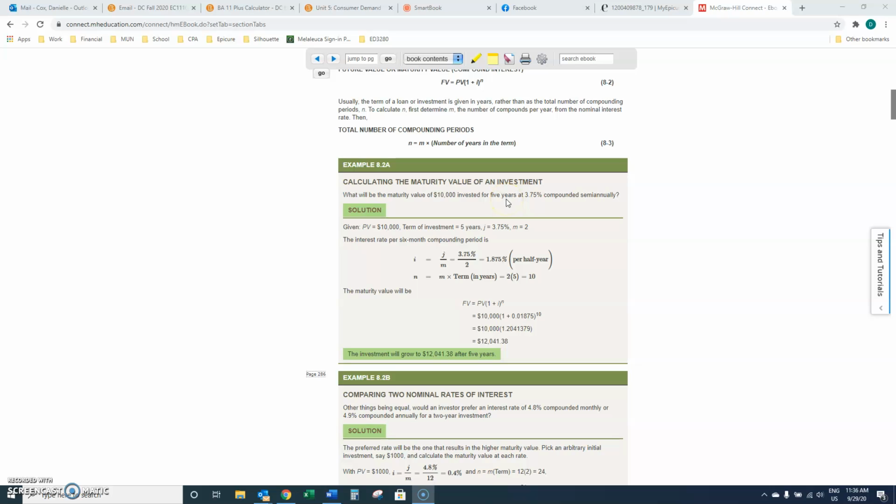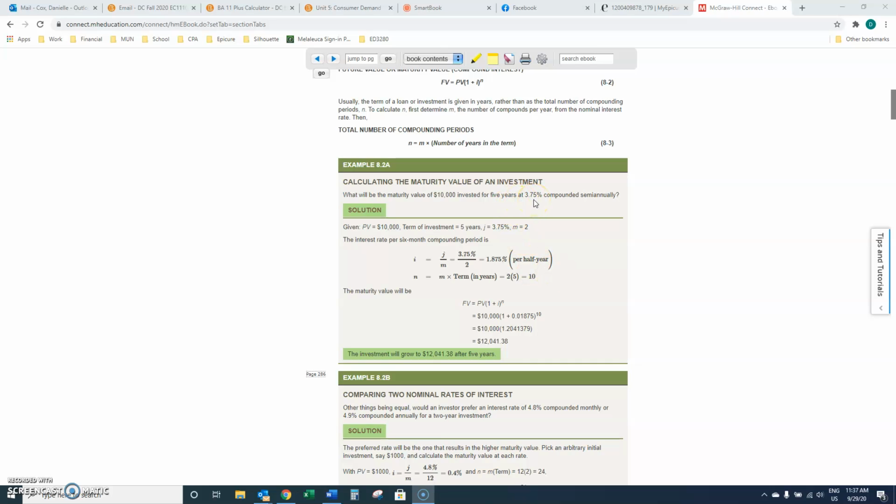It's invested for 5 years and it's semi-annual. So 5 years. So your N is your number of payments or number of periods. So it's 5 years and it's semi-annual, so twice a year. So it's down here in the term, 5 years, 2 payments or 2 periods per year. That is 10. So you just enter 10 for your N, and then hit N.